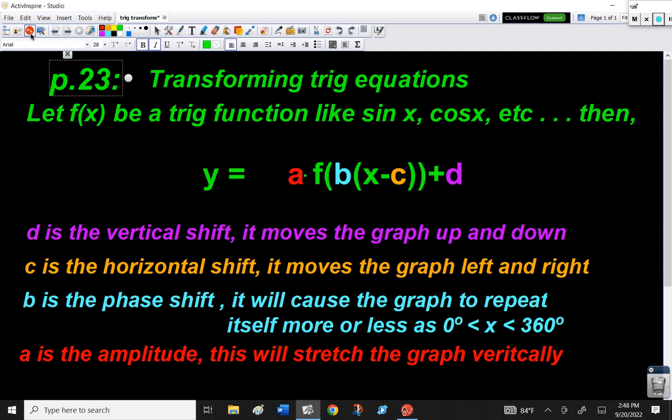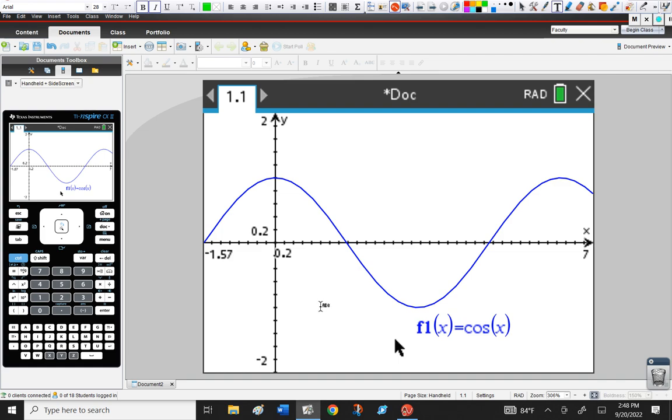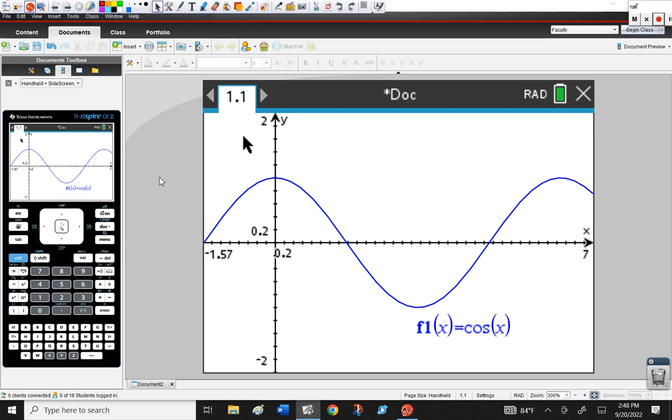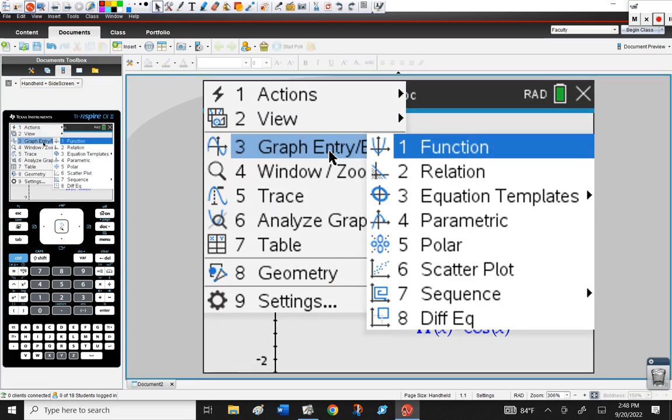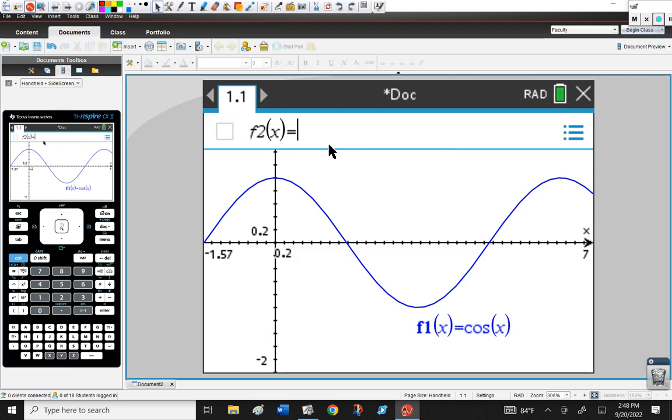So what does that mean? Well, check this out. Ladies and gentlemen, I have drawn the graph of cosine here. And notice that cosine doesn't have any numbers added to it. So what I'm going to do is go to our menu, oops, sorry, forgot I have to put the pointer on. I'm going to go to our menu here and add a graph entry, a function. And this time, instead of putting just cosine, I'm going to put cosine of x.